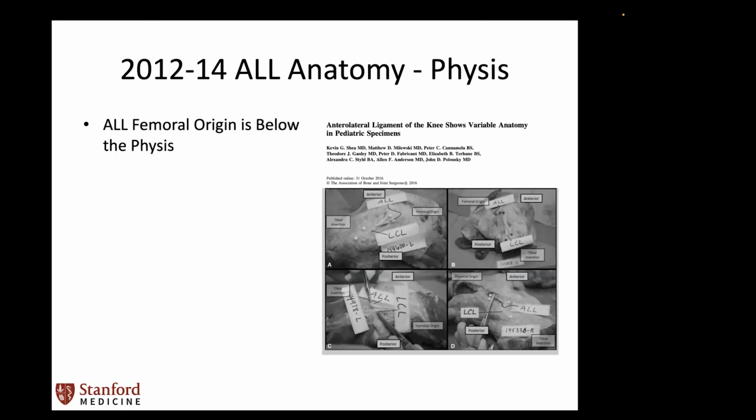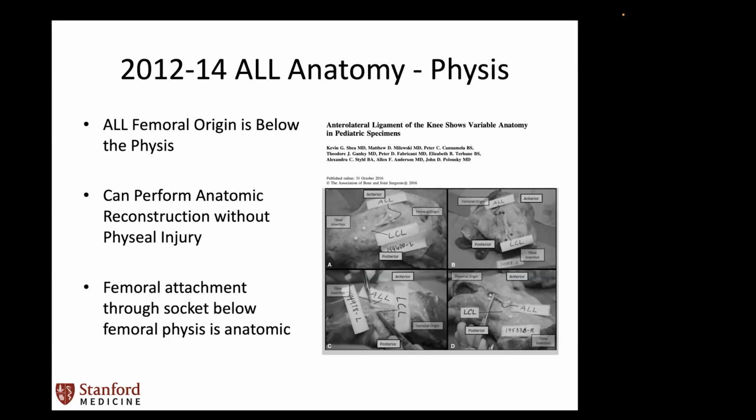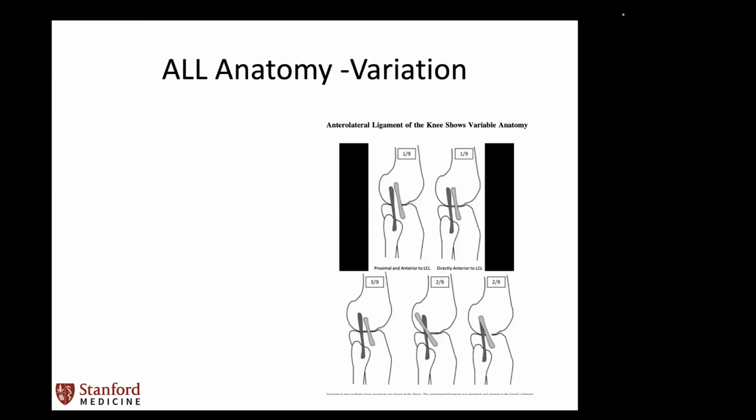But we did find that in all the pediatric patients we looked at, the ALL's proximal origin on the femur is below the physis. So you can reconstruct it anatomically if you do this carefully, but not damage the peripheral physis or perichondral ring, and still get an anatomic restoration of that tissue.